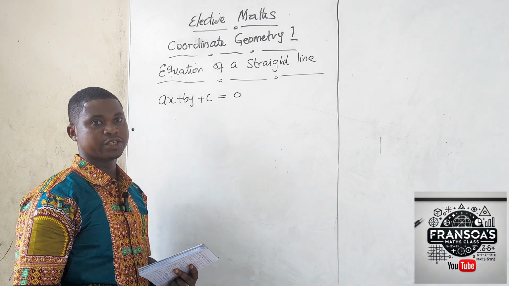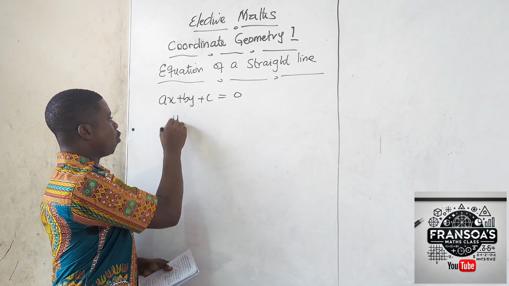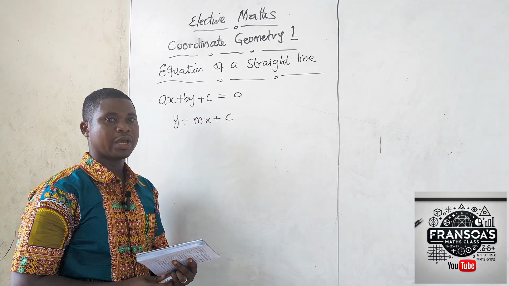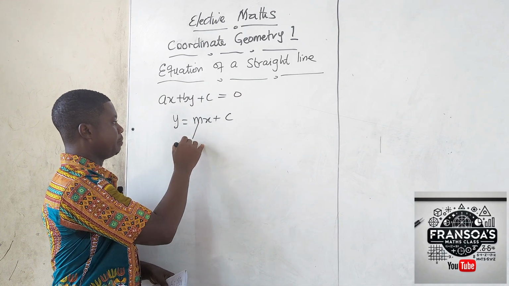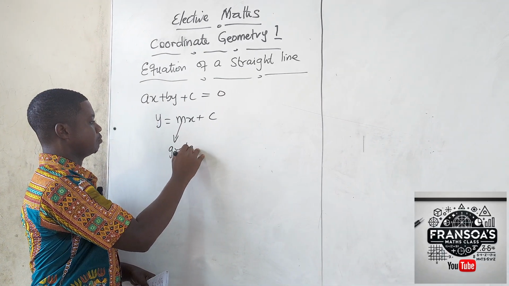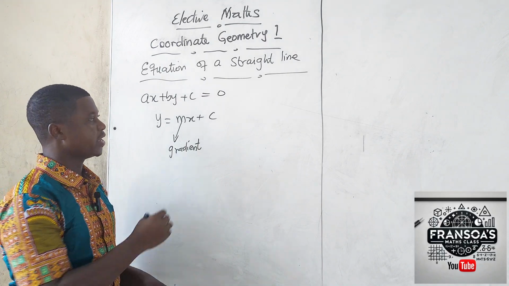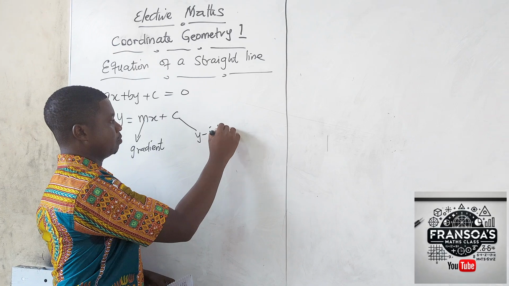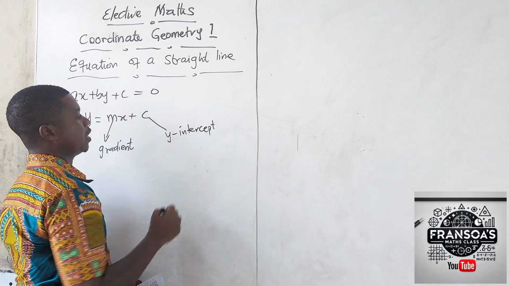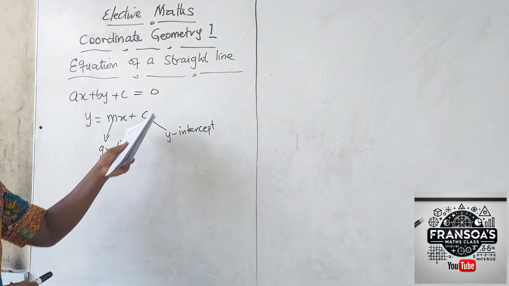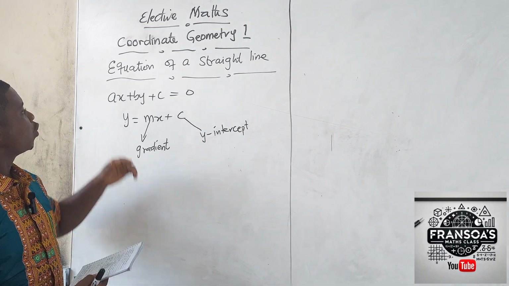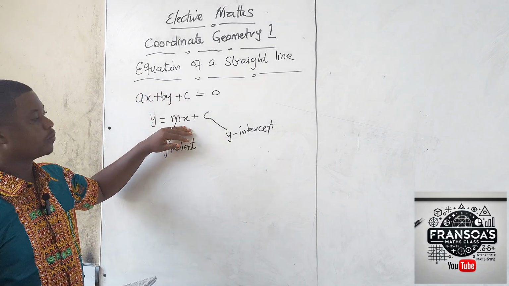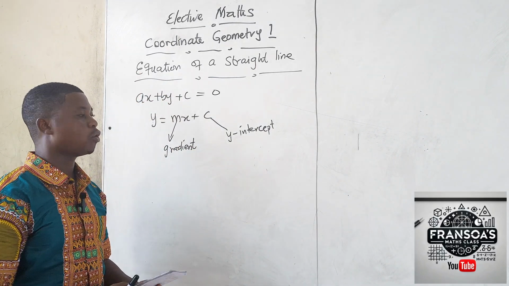And we also have the slope equation. With the slope equation, you have y is equal to mx plus c, where our m is our gradient, and our c is the y-intercept. So when a question is given, you can convert this one into this form to help you find your gradient and your y-intercept.